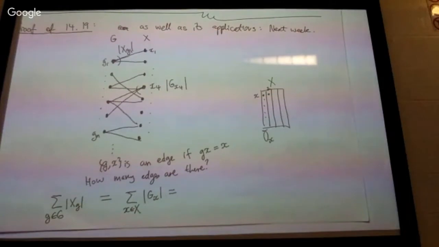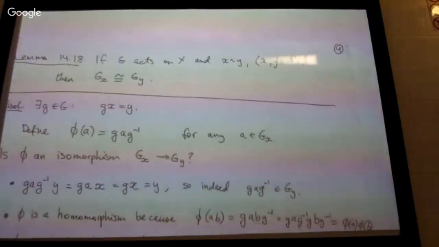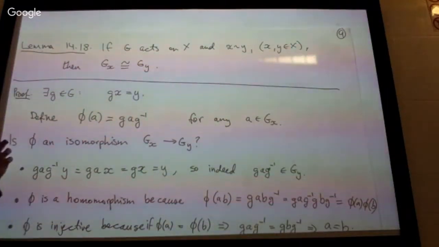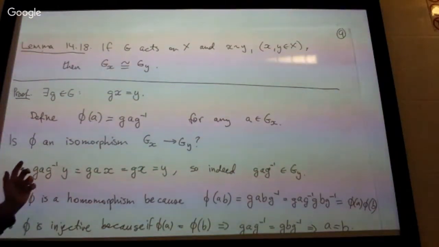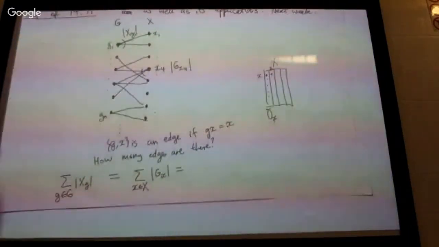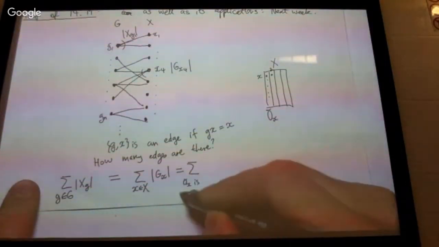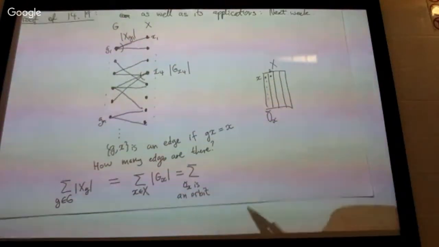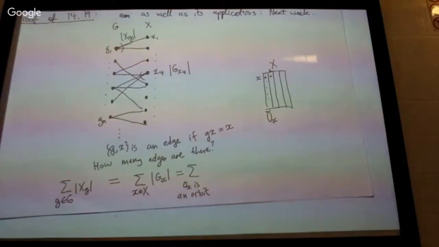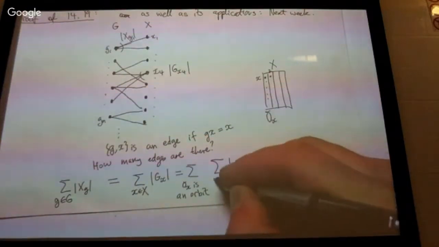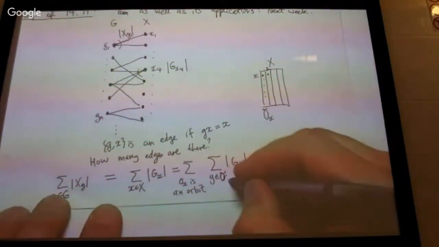What I've just shown some time ago, it's at the top of this sheet, is that if you have two X's in the same orbit, then their stabilizers are isomorphic. In particular, they have the same order. So what we're going to do here is add it over all the orbits. OX is an orbit, and we're going to add the order of GY over all the elements of this orbit.